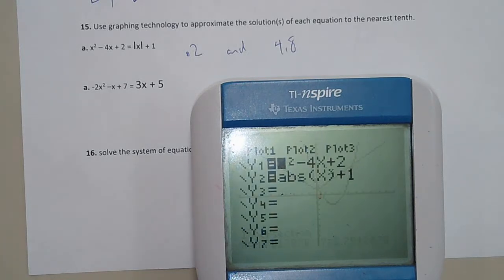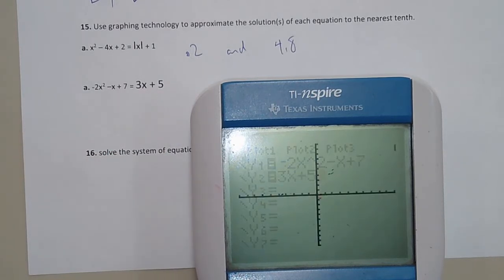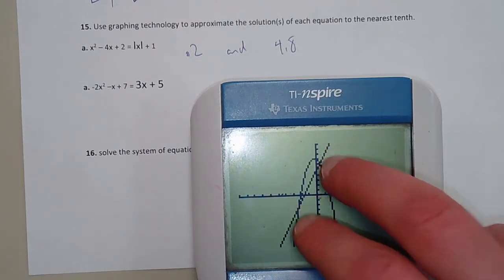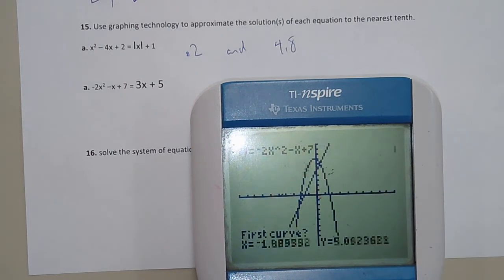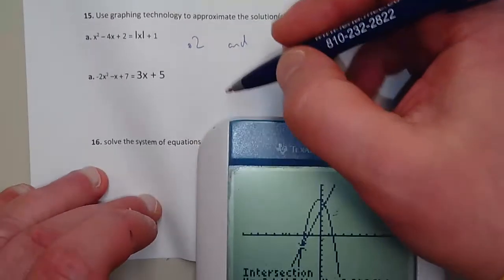The next one, same process, different equations. So we've got a quadratic, and we've got a linear. And we can take a look at the graph. It looks like so. So two solutions once again. Let's go ahead and get them. Intersect. Get this left one first. 1, 2, 3. Negative 2.4.